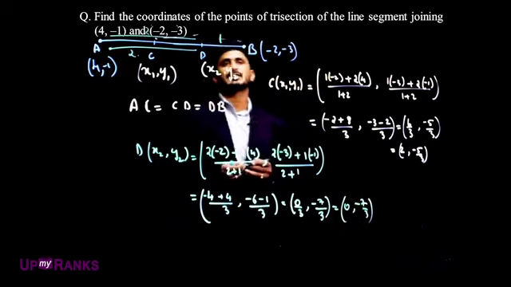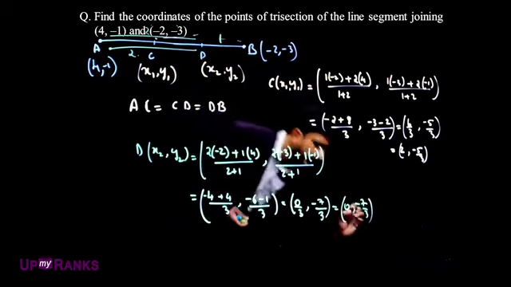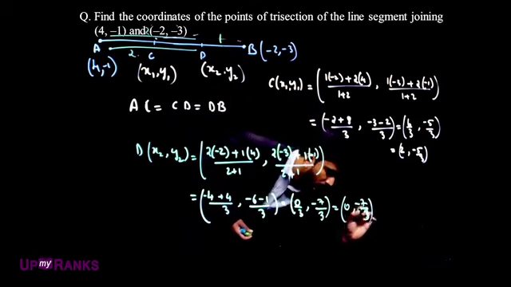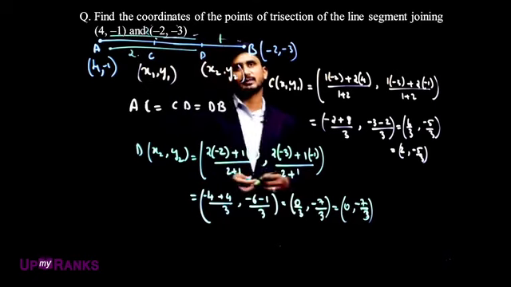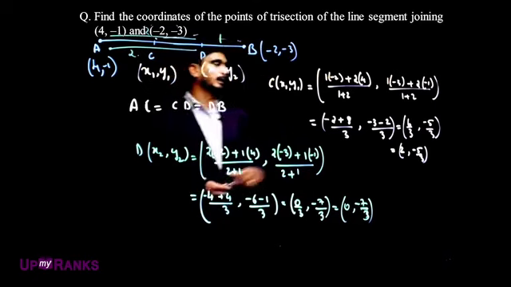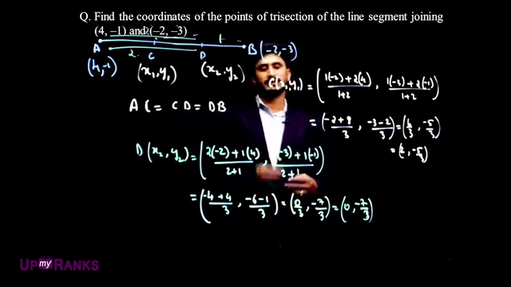So let this be in fraction. If you simplify it, you will get it in decimal, but let it be in this way. So you get 0 comma -7 by 3 as D, and 2 comma -5 by 3 as C.